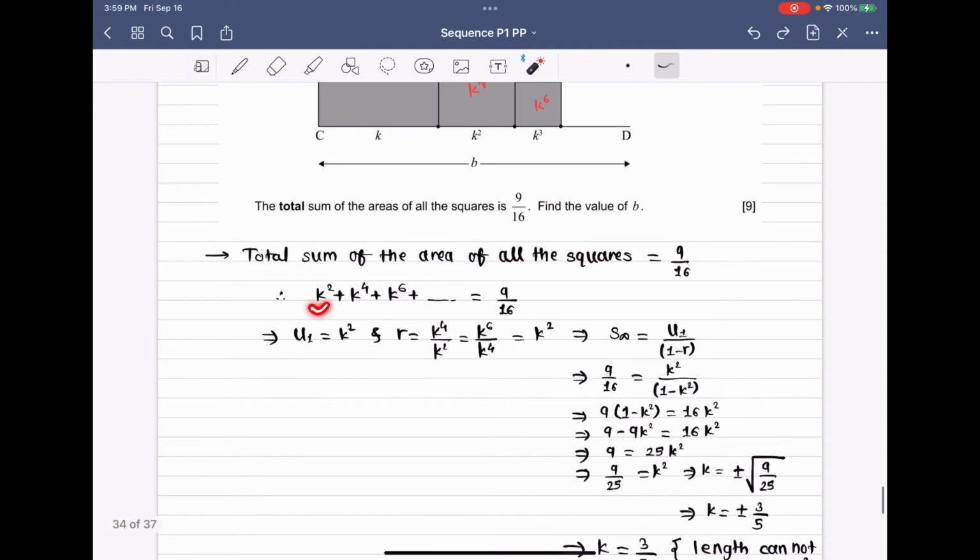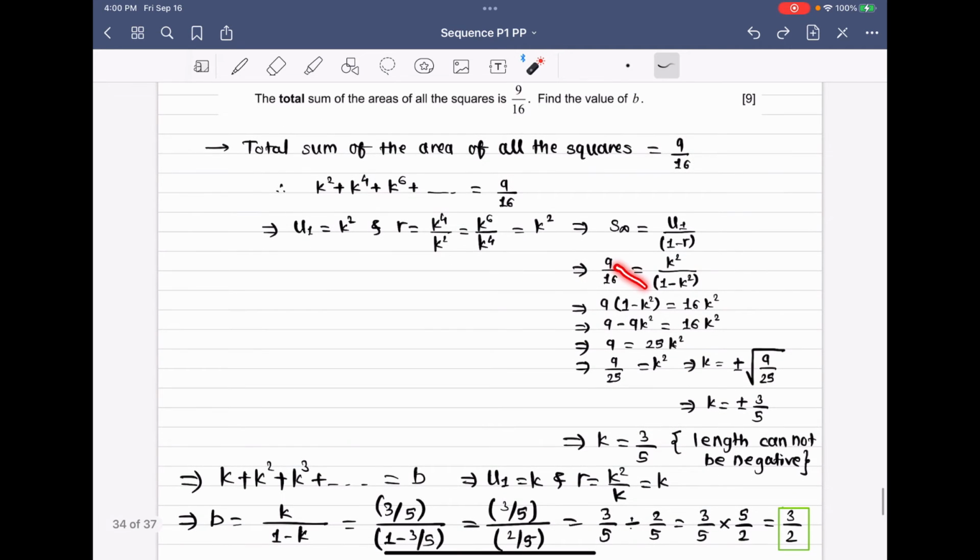Here u1 is k square. Yes, the difference is not the same, because k raised to 4 minus k square you cannot do properly arithmetically. So the ratio is k raised to 4 over k square, or k raised to 6 over k raised to 4, which is still k square. So your first term is k square, your ratio is k square. Sum to infinity is given 9 by 16. So S infinity is u1 over 1 minus r. 9 by 16 is equal to k square over 1 minus k square.